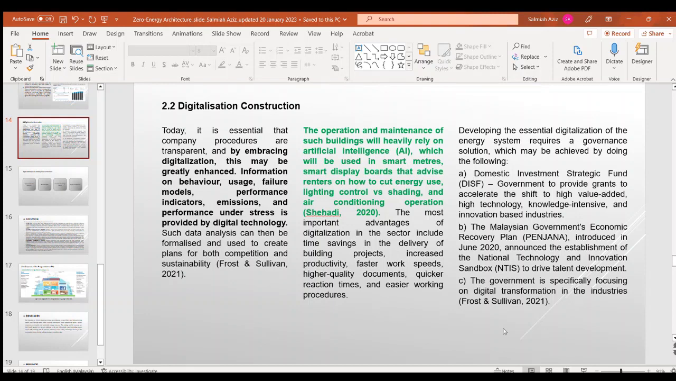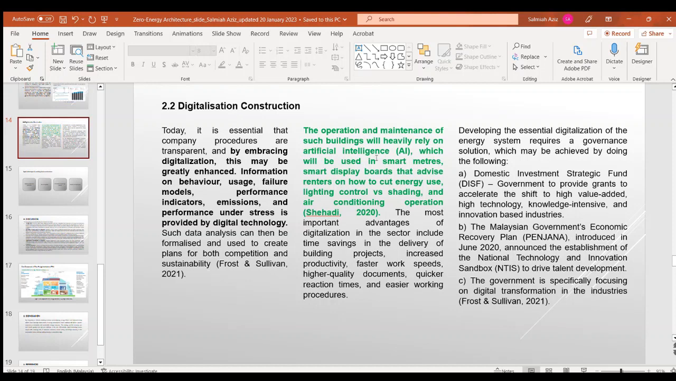Alright, next I will discuss digitalization in construction in Malaysia. Today it is essential that company procedures are transparent, and by embracing digitalization, this may be greatly enhanced. Information on behavior, usage, failure models, performance indicators, emissions, and performance under stress is provided by digital technology. Such data analysis can then be formalized and used to create plans for both competition and sustainability. This is quoted from Frost and Sullivan 2021.